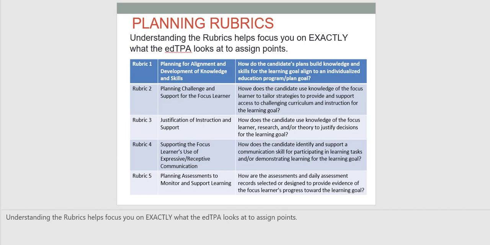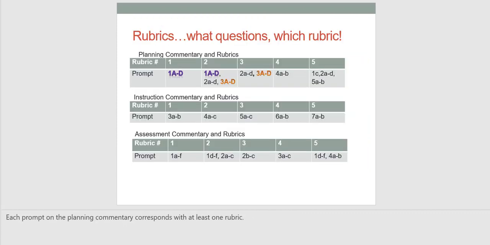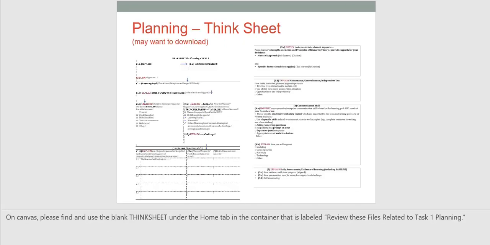Understanding the rubrics helps focus you on exactly what the EdTPA looks at to assign points. Each prompt on the planning commentary corresponds with at least one rubric. On Canvas, please find and use the blank think sheet under the Home tab in the container that is labeled. Review these files related to Task 1 Planning.